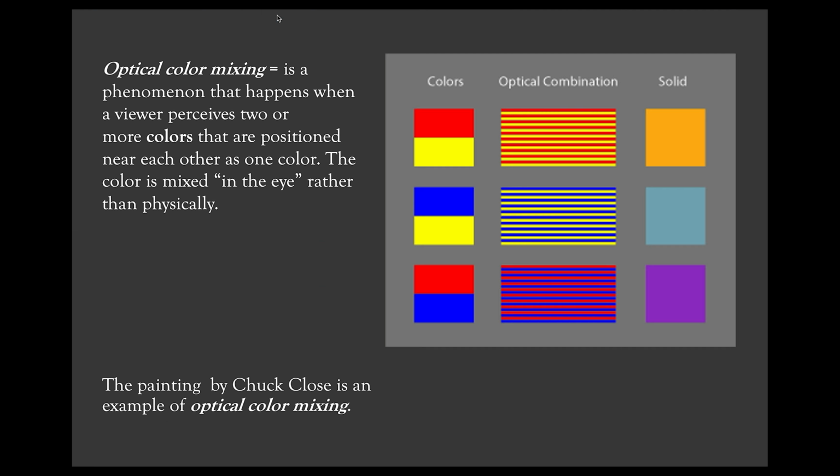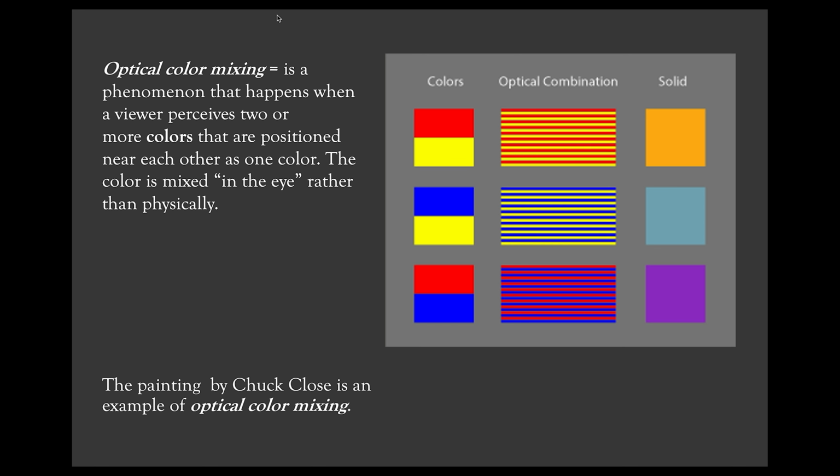And this kind of happens when we look at the separate colors of the stripes. You've got striped warm red and yellow, making an orange, and striped blue and yellow, making this pastel-y blue, and the red and blue making a violet. This is optical color mixing. That's what we were looking at with the painting we were just looking at by Chuck Close of the face. And it's what's happening in all the examples we'll be looking at in this slide presentation.